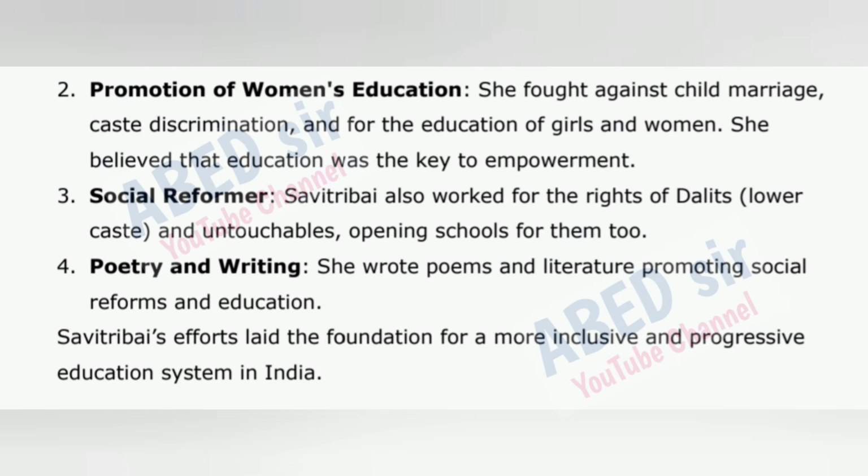She believed that education was the key to empowerment. 3. Social reformer. Savitribai also worked for the rights of Dalits, lower caste, and untouchables, opening schools for them too. 4. Poetry and writing. She wrote poems and literature promoting social reforms and education. Savitribai's efforts laid the foundation for a more inclusive and progressive education system in India.